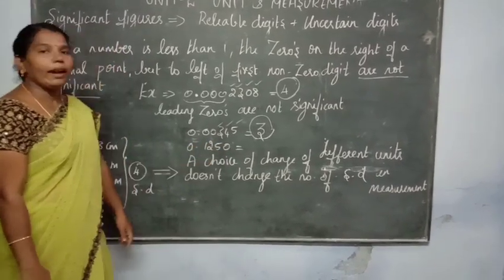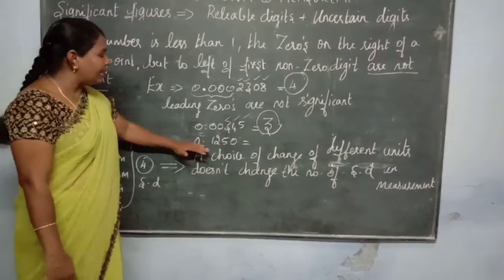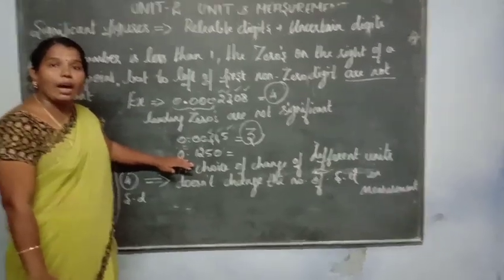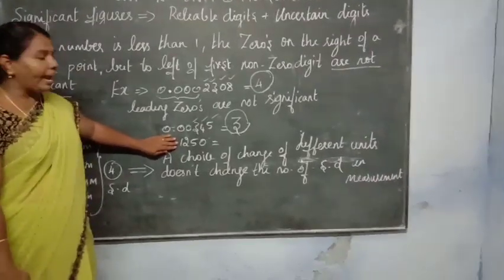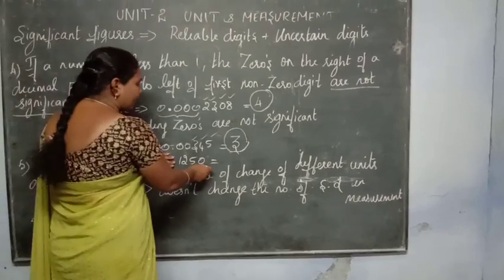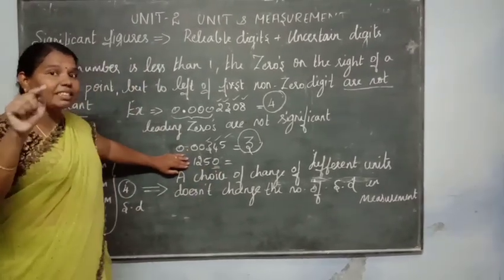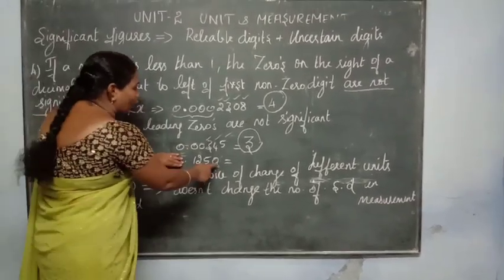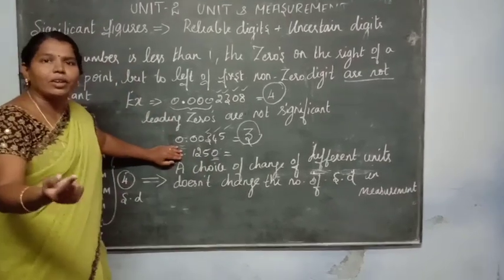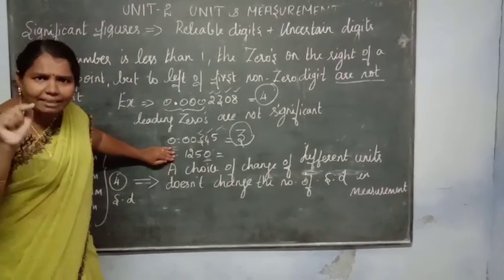0.1250. See here, the left side has the decimal value 0. So leave it. Okay. And then the right side, the trailing zero is also there. But the trailing zero is followed by the decimal point. So it is significant. Now you can add the zero values.